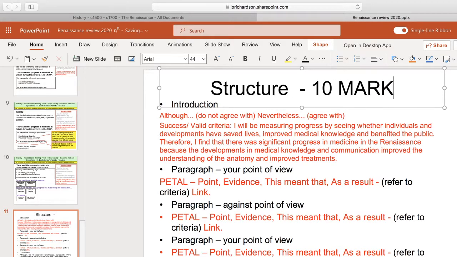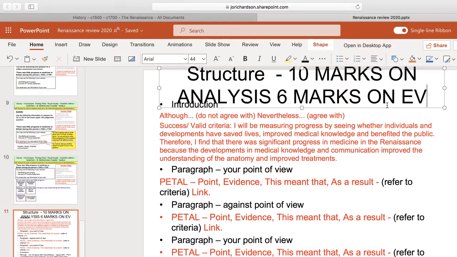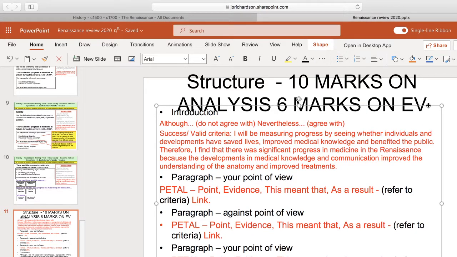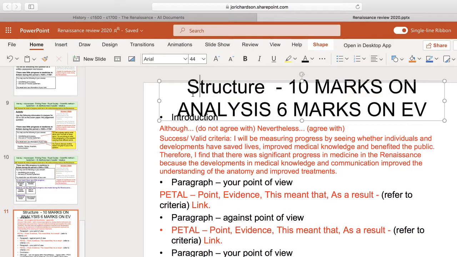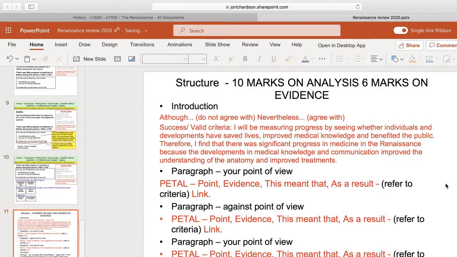So it's 10 marks on analysis, 6 marks on evidence. So your this meant that, and your as a result is truly the most important part here in explaining why that shows progress or no progress.